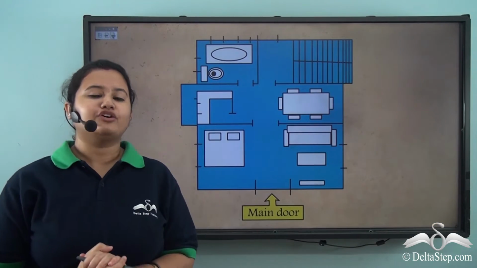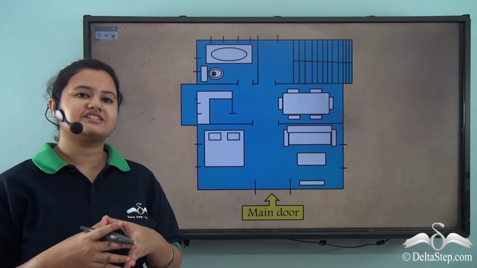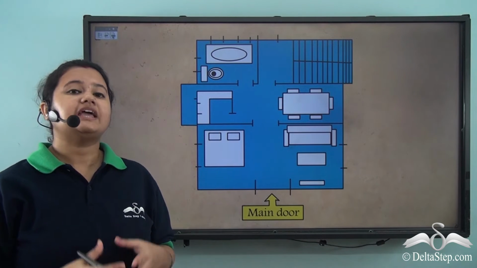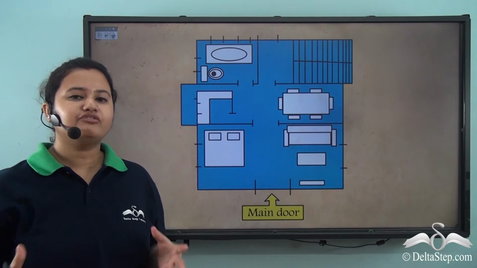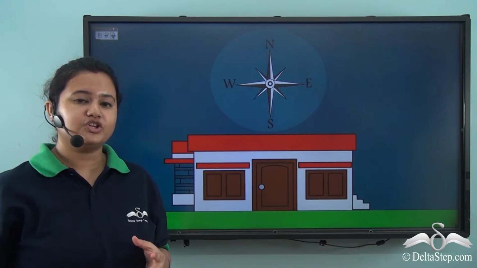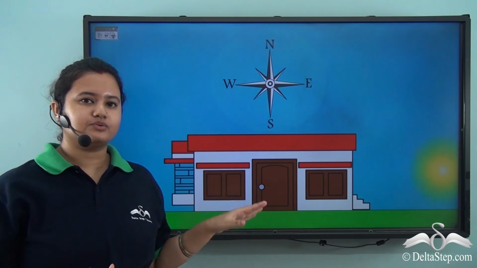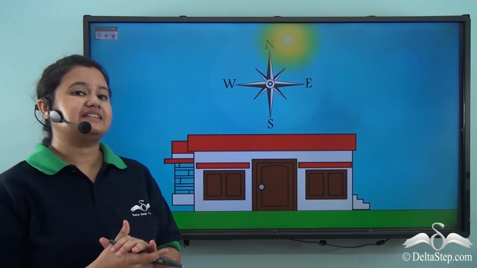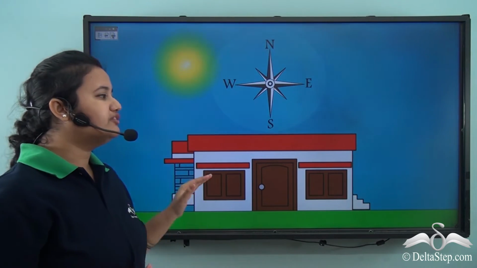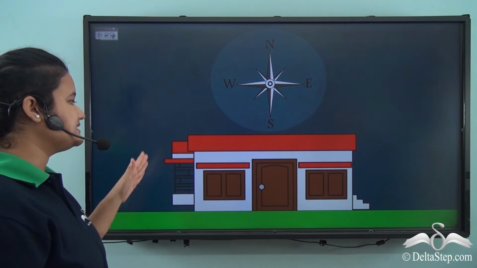This is a plan of a house. Can you tell me in which direction the main door of this house is located? Well, in order to determine the direction of the main door, we will have to check the direction in which the sun rises and sets with respect to this house. Well, we know that the sun rises in the east and sets in the west. Now here we can find that the sun rises from the side of the staircase and sets in the side of the balcony.